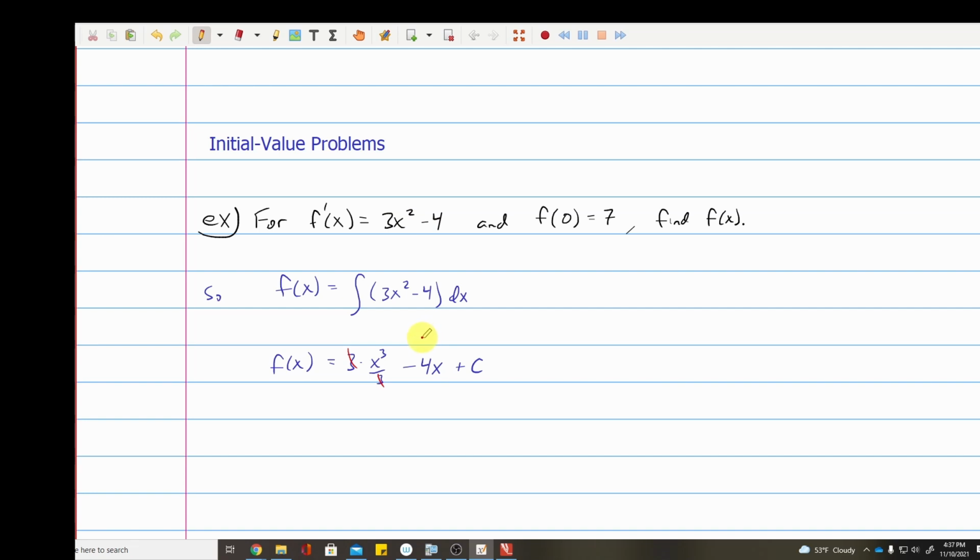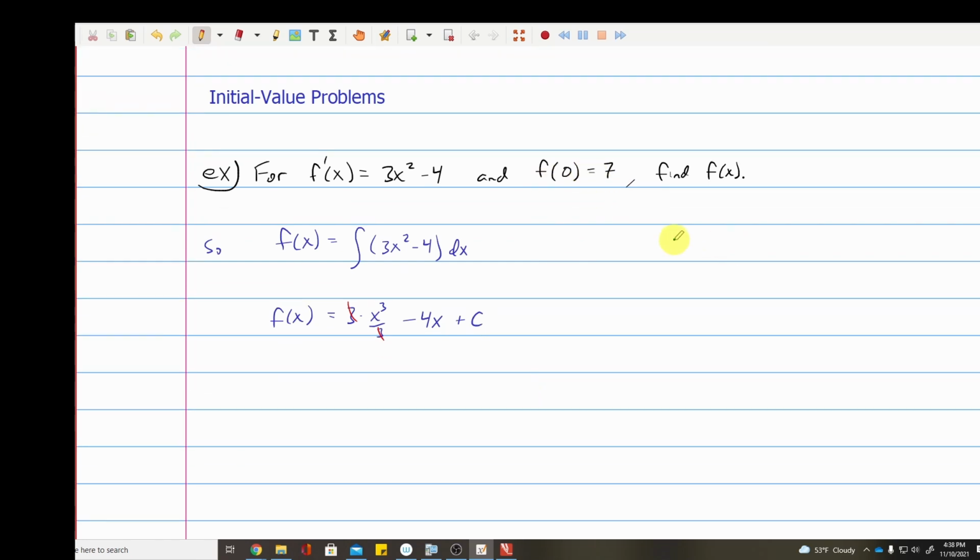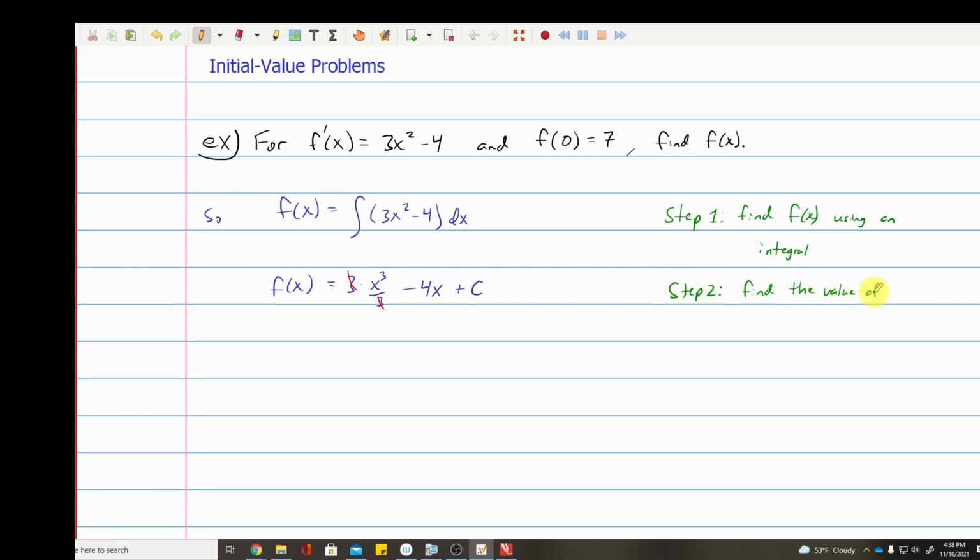But when I think about an application, what I've written here are infinitely many functions that don't overlap with each other. And if I'm solving a specific application, there's probably just one function that I'm interested in that actually models what's going on. And that's what this extra piece of information is for. If I have one more piece of information, I can know which function I'm dealing with. So we're going to use this extra piece of information to solve for the c. Our step 1 was to find f of x using an integral. Our next step is going to be to find the constant c.